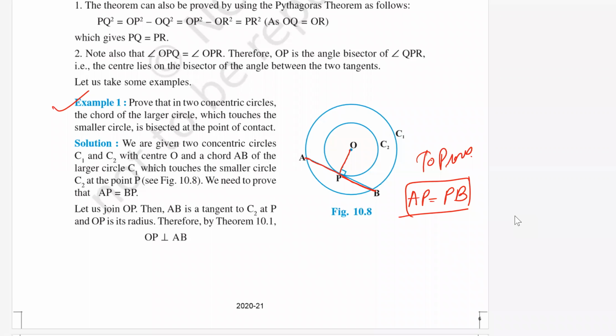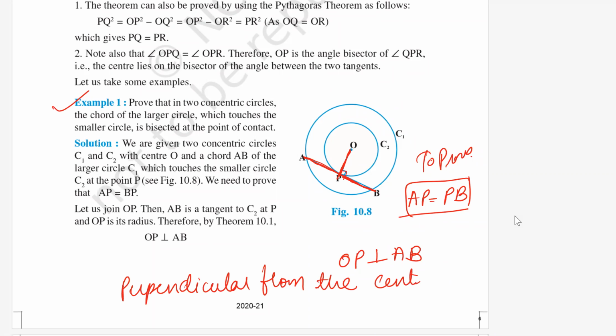Now actually, perpendicular from the center bisects the chord. So AB is a tangent and OP is radius for circle C2. C2 के लिए AB तो tangent है और OP radius है. So OP will be perpendicular to AB. और हमने 9th class में एक theorem पढ़ा था, perpendicular from the center bisects the chord. तो मतलब अगर OP, AB के perpendicular है तो वो AP को bisect भी करेगा, so AP equals PB.